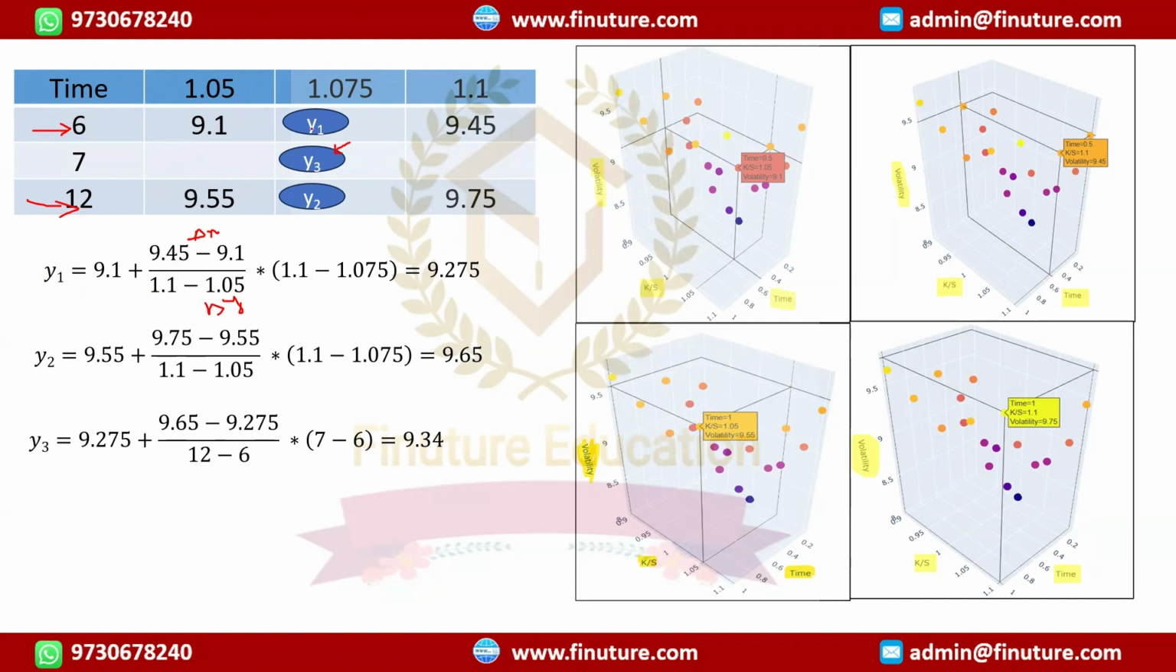So you're basically, I think, just give me a minute, I think it should be 1.05 minus 1.05. Just give me a moment. Let me check my working. Yeah, it should be 1.0, because see what essentially I'm trying to do. If I'm walking from 1.05 to 1.1, this is a change in 9.1 to 9.45. What would be changed if I move from 1.05 to 1.075?